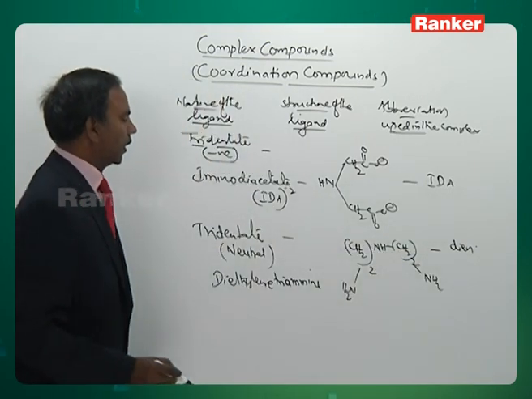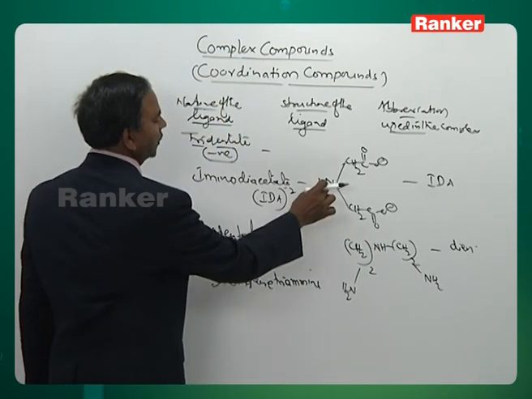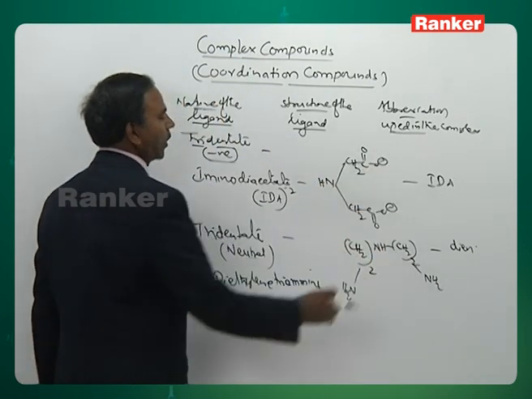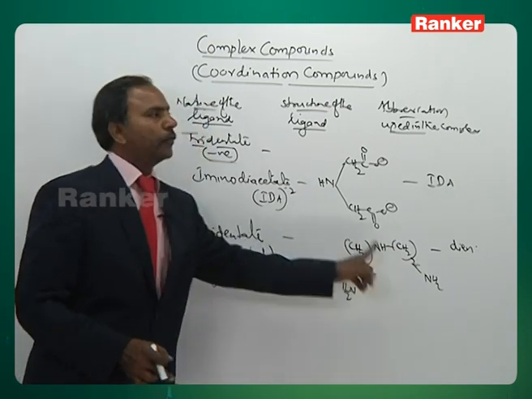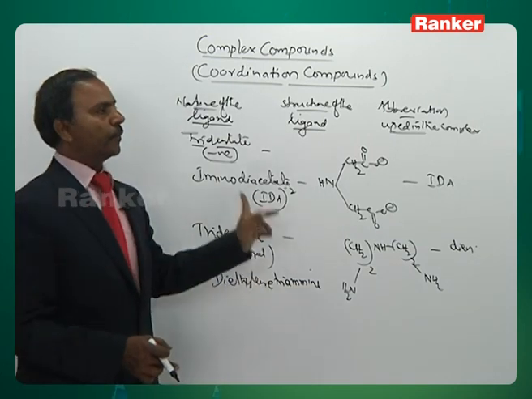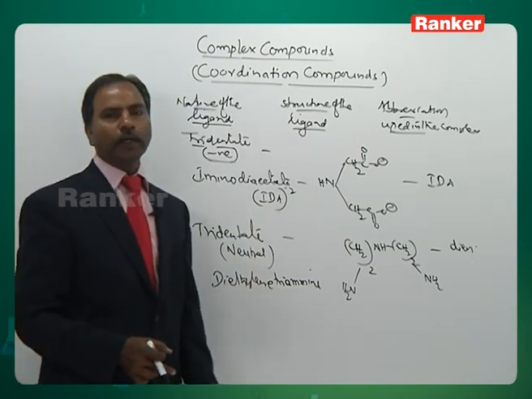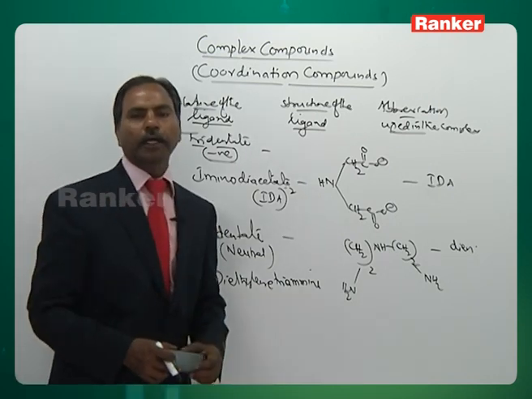This is tridentate: the first donor, second donor and third donor. Tridentate negative ligand and tridentate neutral ligand, one negative and one neutral. These two are the important ligands under tridentate. Next, let us see tetradentate negative and tetradentate neutral ligands.